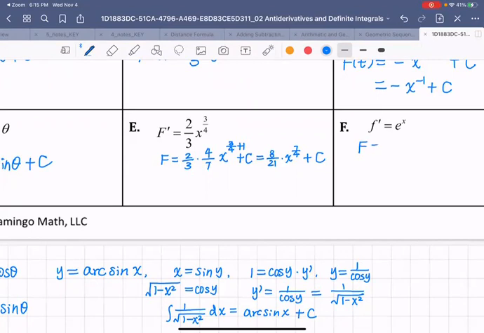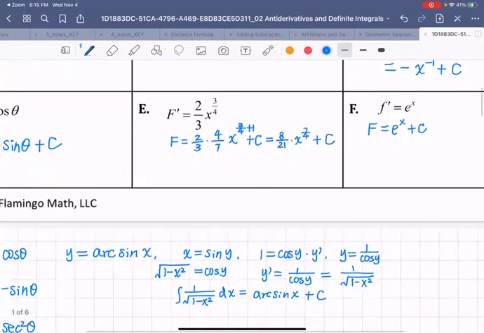F should equal what? e to the power x plus c. Yes, thank you. Now let's do the next one.